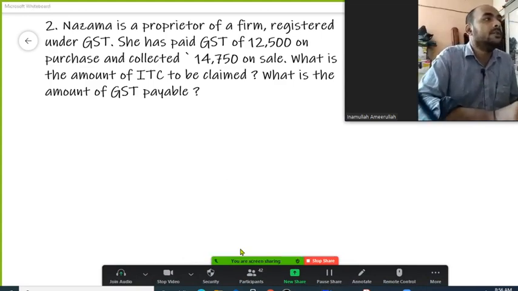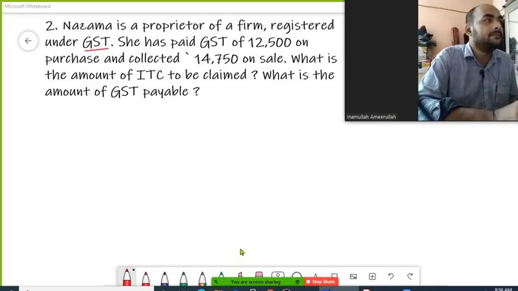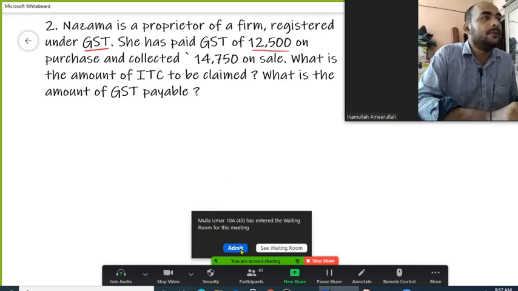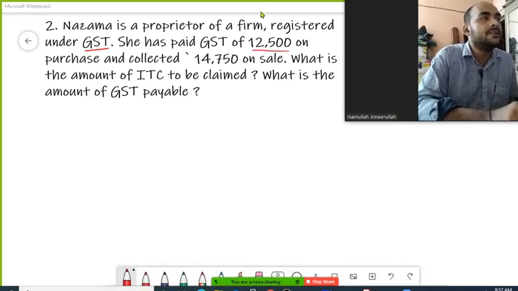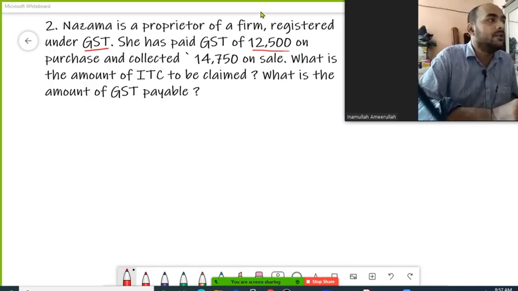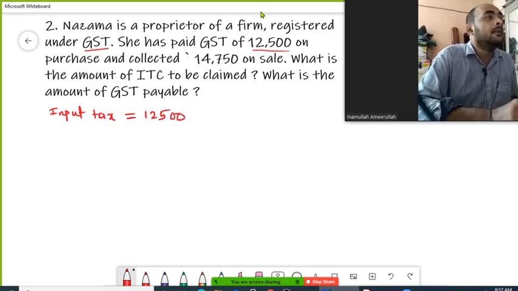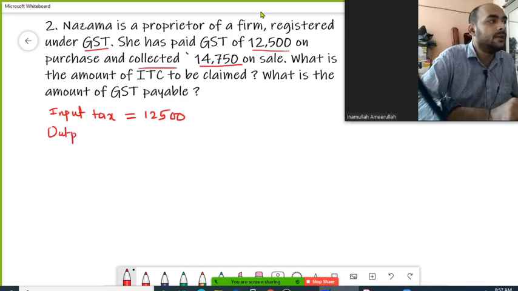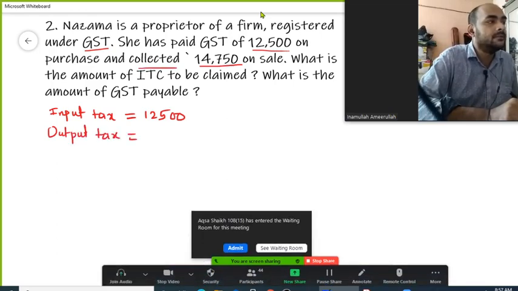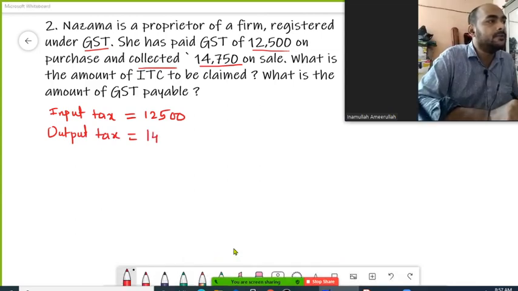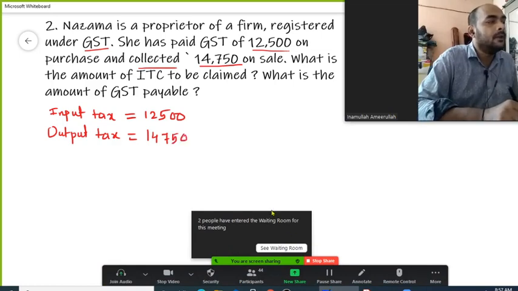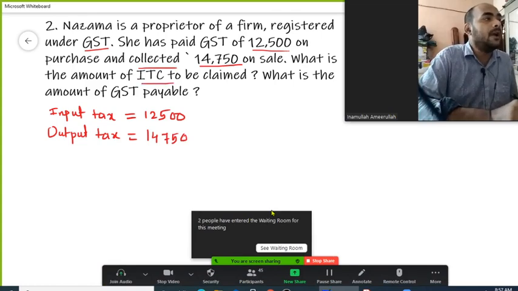This is the second question. Nazama is proprietor of a farm registered under GST. She has paid GST of rupees 12,500. So this 12,500 is paid at the time of purchase, so this is called input tax. Here input tax is 12,500, and she collected rupees 14,750 on sale. So this is output tax for Nazama. Output tax is 14,750. What is the amount of ITC to be claimed?